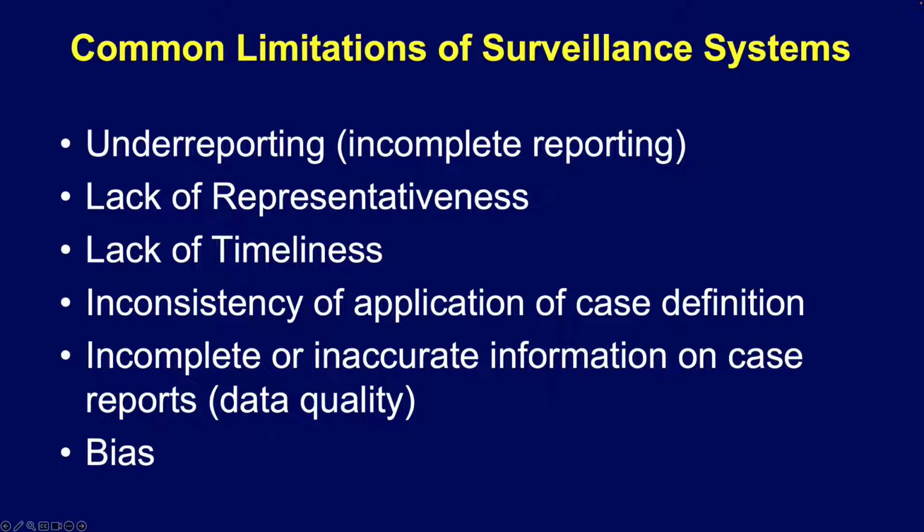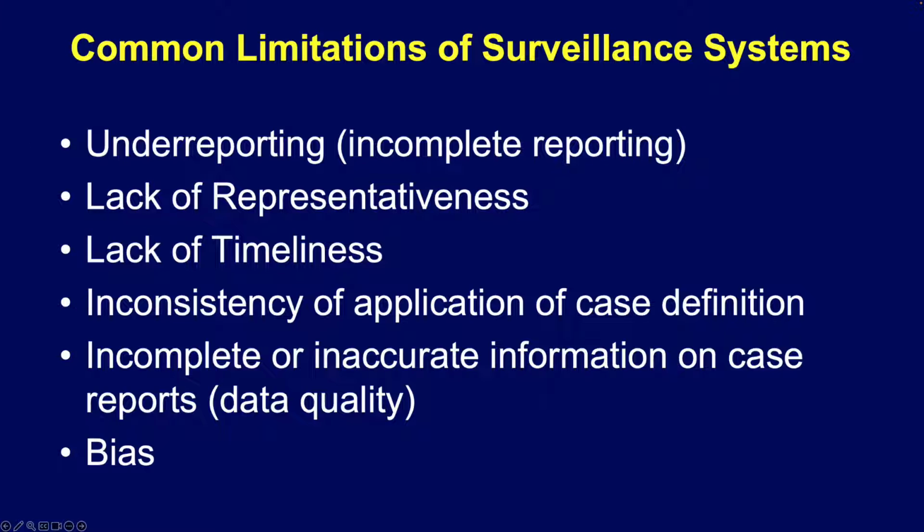As part of the evaluation, you'll often identify the limitations of the surveillance system, and here are some of the common limitations that we've discussed and that should look familiar to you. Underreporting of the event of interest or incomplete reporting, a lack of representativeness of the cases in the surveillance system relative to the cases that are occurring in the entire jurisdiction or to some other target population under surveillance, inadequate timeliness, an inconsistency of case definitions, or how a single case definition may be applied inconsistently in different settings across the jurisdiction, incomplete or inaccurate information on case reports.